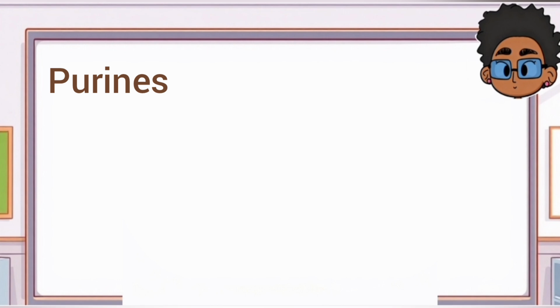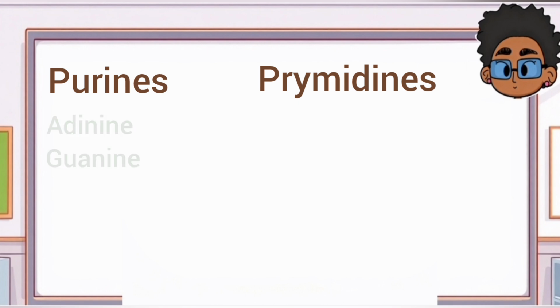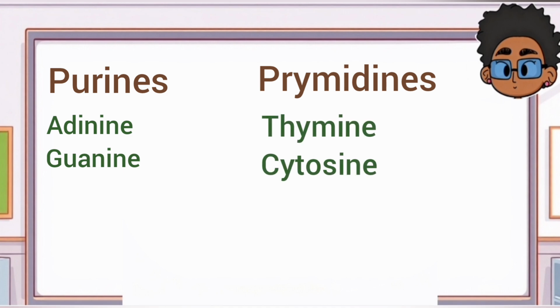In the purines, we have two nitrogenous bases, adenine and guanine. They each end with 9, so the suffix is 9. I don't know if I'm saying it right, but the suffix is 9. So I say the purines, adenines. Then we have the pyrimidines. We have thymine and cytosine.